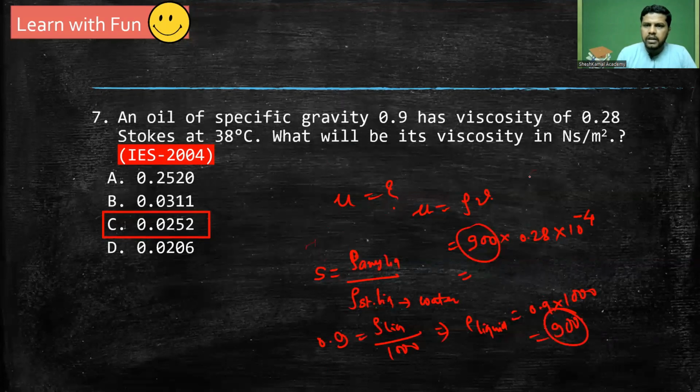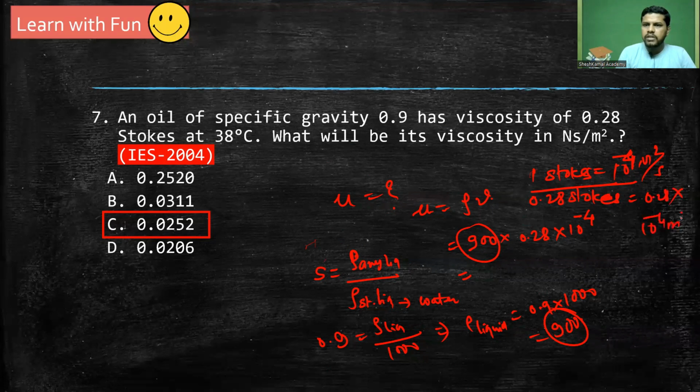And now nu. I already told you that 1 Stoke is equal to 10 raised to power minus 4 meter square per second. So 0.28 Stoke is equal to 0.28 into 10 raised to power minus 4 meter square per second. This is the conversion from CGS unit to SI unit.